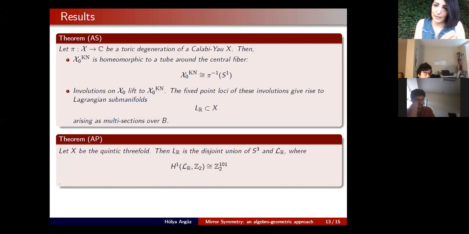If there could be a way that I could understand symplectic structures in Kato-Nakayama spaces, these Kato-Nakayama spaces come with maps to S1.